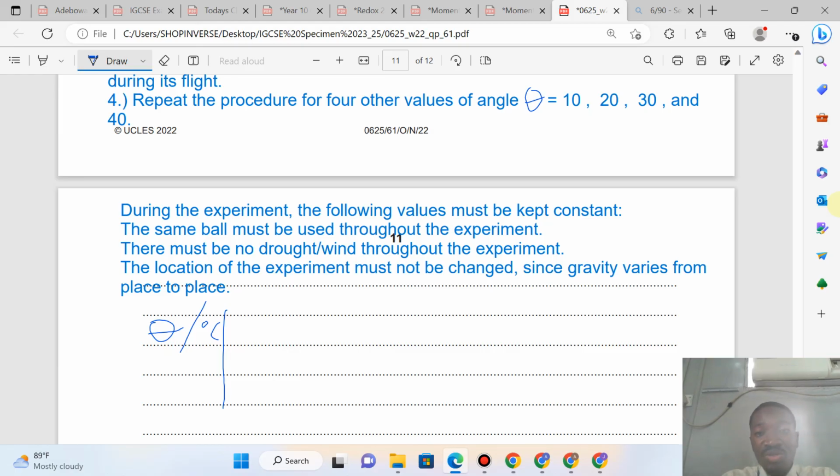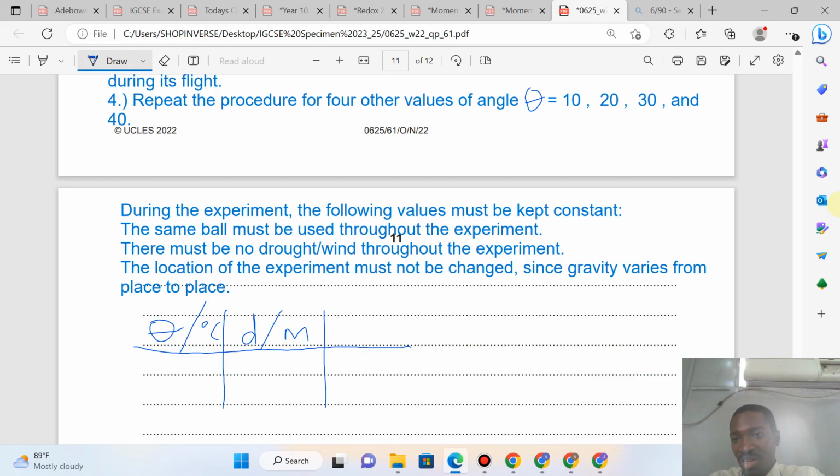Actually, the two most important values are your angle theta and your distance in meter. That's all. Or you use your distance in centimeter, whichever one you are using. Your angle in degrees, then your distance in meters. Okay, good. So any other modification you are making in order to get probably a straight line graph, or you want to get a curve graph, this might give you a curve graph.